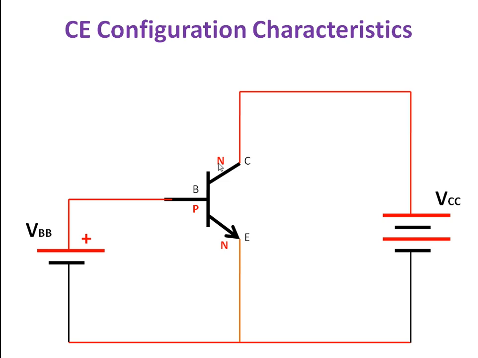The collector is N, and this N is connected to positive. That's why this collector junction is reverse biased.